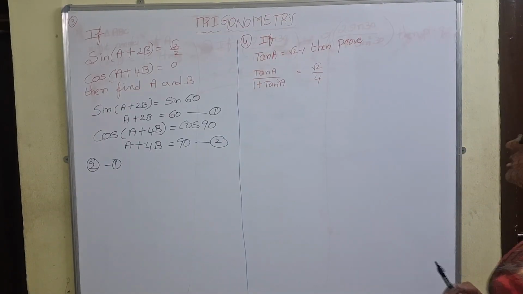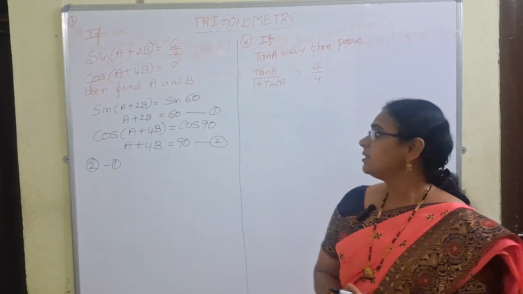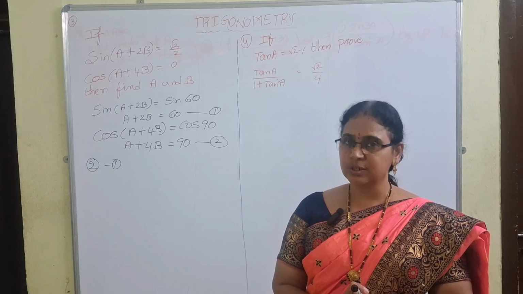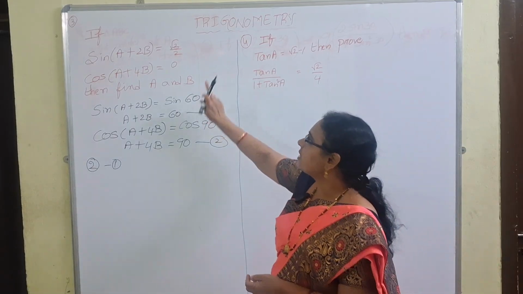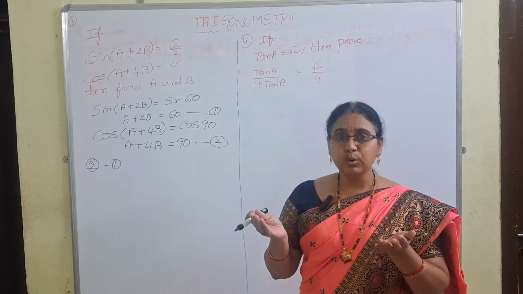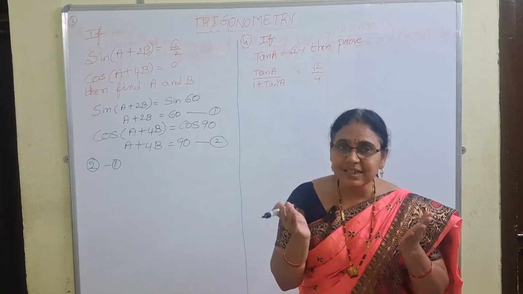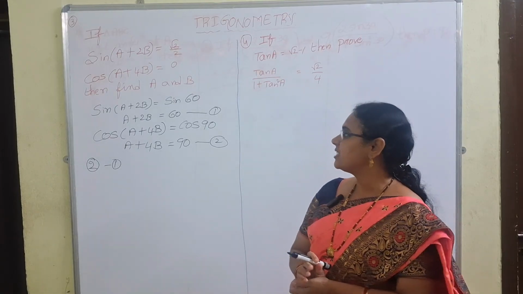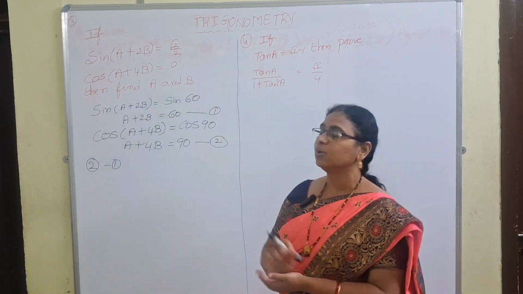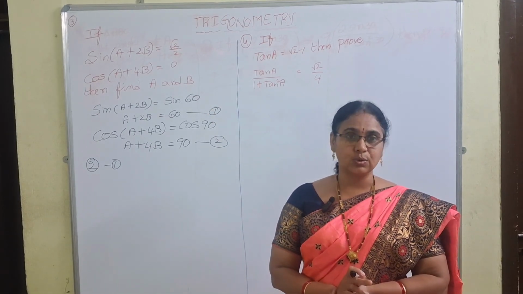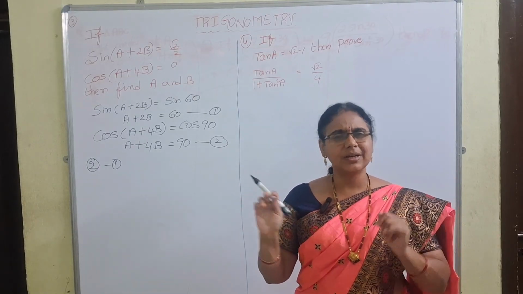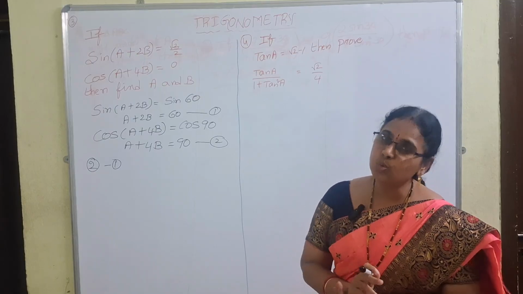Sin(a plus 2b) is equal to root 3 by 2. In sin, when will you get root 3 by 2? Once you recall the trigonometric table, sin 60 is root 3 by 2. So sin(a plus 2b) is equal to sin 60. Both are sines, so we just imagine cancelling the sines. Then a plus 2b is equal to 60. Like that cos also: cos(a plus 4b) is equal to 0. In cos, when will you get 0? Cos 90 is 0. Both sides have cos.